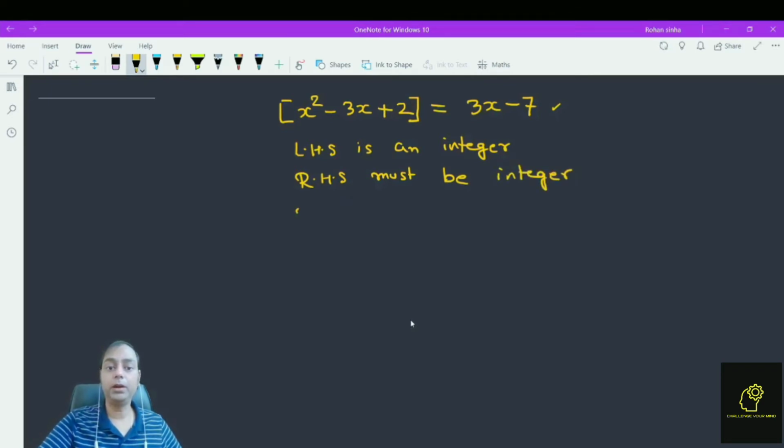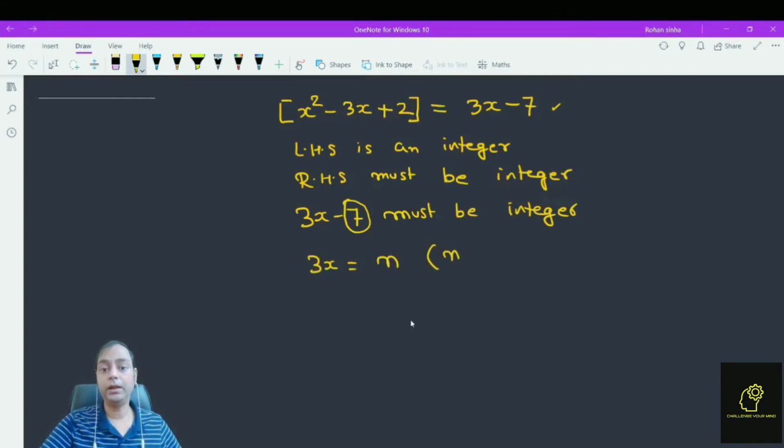So we conclude that 3x − 7 must be an integer. Now this 7 is an integer, so finally we conclude that 3x must be an integer, say n, where n belongs to integers. Initially we observed that LHS is an integer, so RHS must be an integer, so 3x − 7 must be an integer. So 3x is equal to n, and n is some integer here.